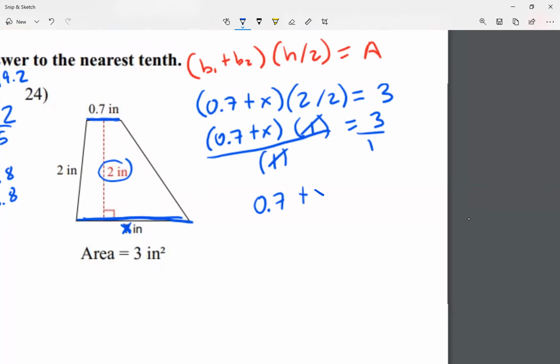0.7 plus x is equal to 3, right? Because 3 divided by 1. Now, to get the x by itself, this 0.7, let me move it over as minus. Gotta switch the sign. So minus 0.7. Now, 3 minus 0.7 is 2.3.